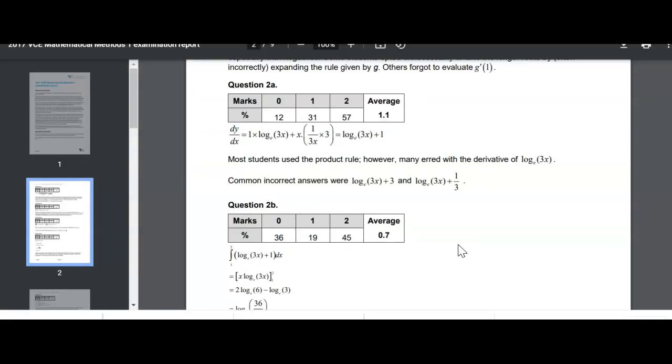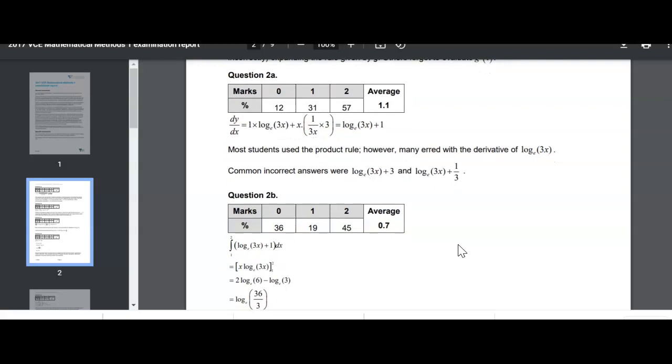All right, so to me that is quite an easy question. It's question 2, so usually the earlier ones are a little bit easier, but when you have a look at the mark allocation, 57% of students got full marks, with the average being 1.1. So, you know, a third of students got at least 1 mark. So you can see the working out there.